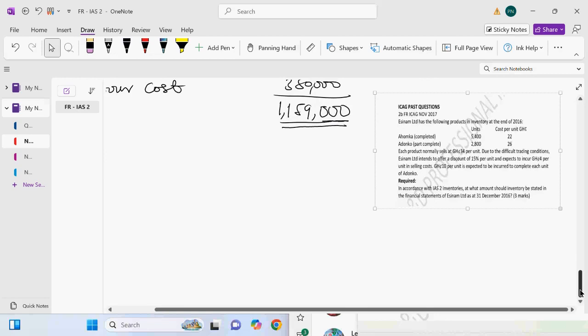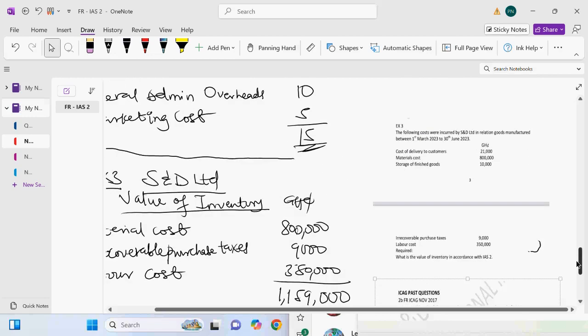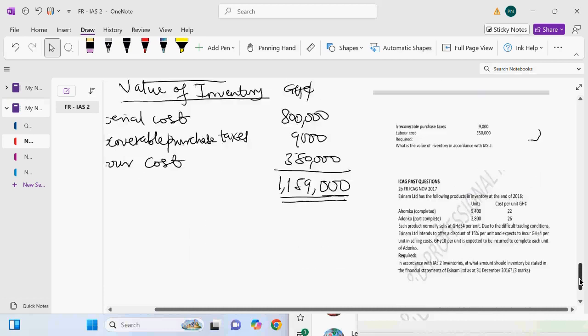Please, the question we just solved, I think I saw delivery cost. Yes, but the question asks for the value of inventory. Get the value of inventory, right? Yes. And please, the value of the inventory, cost of delivery to customers. Okay. Okay, thank you. Yes, please.